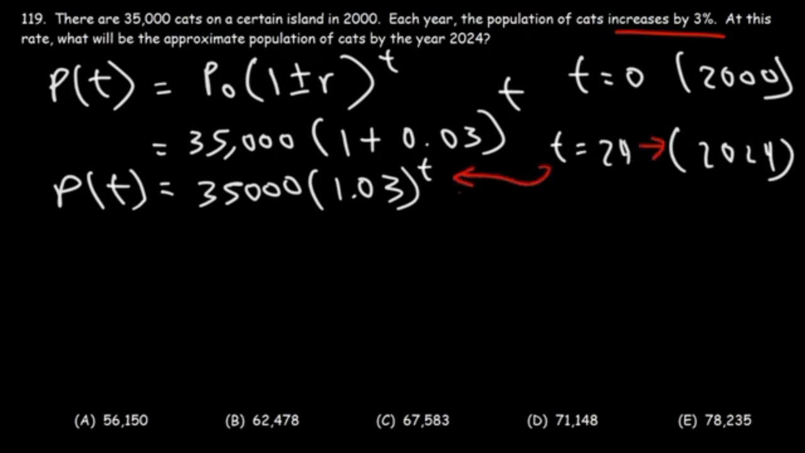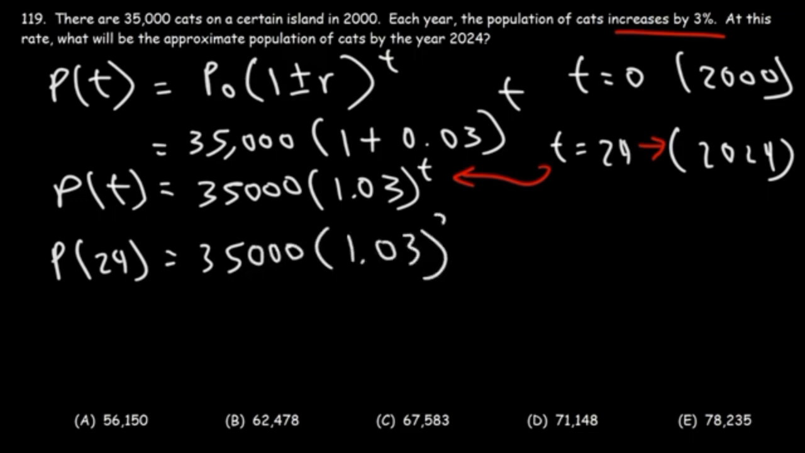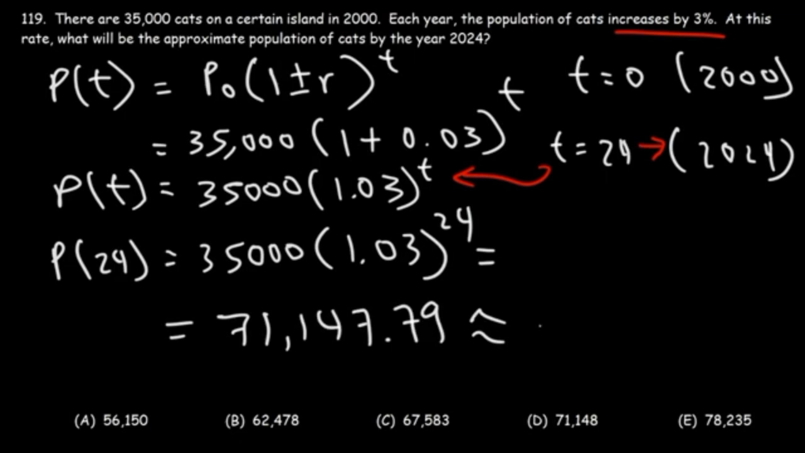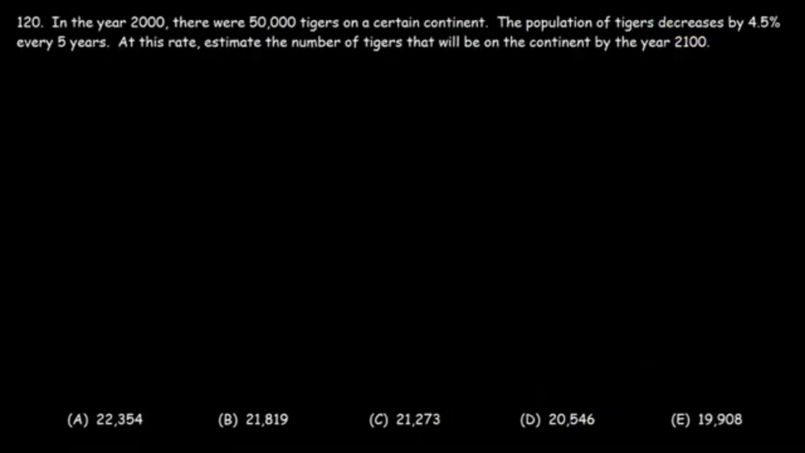So let's go ahead and plug this in. So we're calculating P of 24, which is 35,000 times 1.03 raised to the 24th power. And so you should get 71,147.79. So rounding that to the nearest whole number, that's 71,148 approximately, which means answer choice D is the answer.